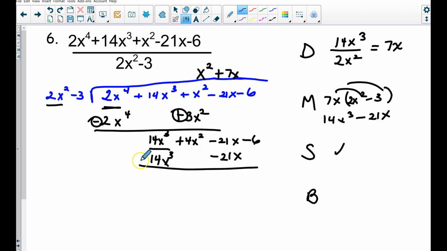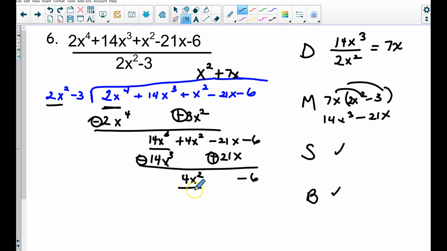I'm up to the subtract stage, meaning I'm going to take that second polynomial, reverse the signs, and then add down. This first term cancels. I'm left with 4x squared. Negative 21x plus 21x cancels. And now I'm up to the bring down stage of negative 6.